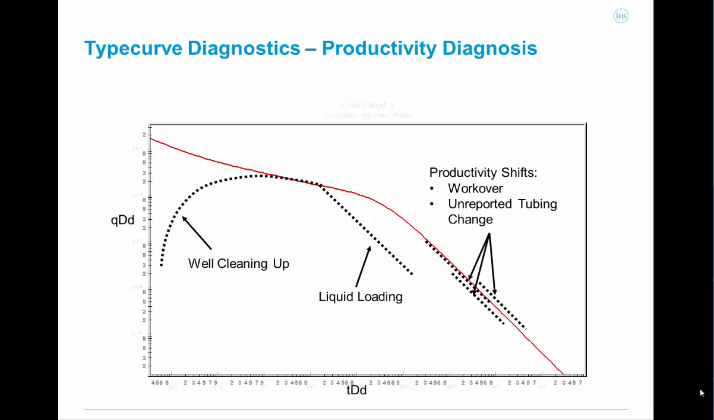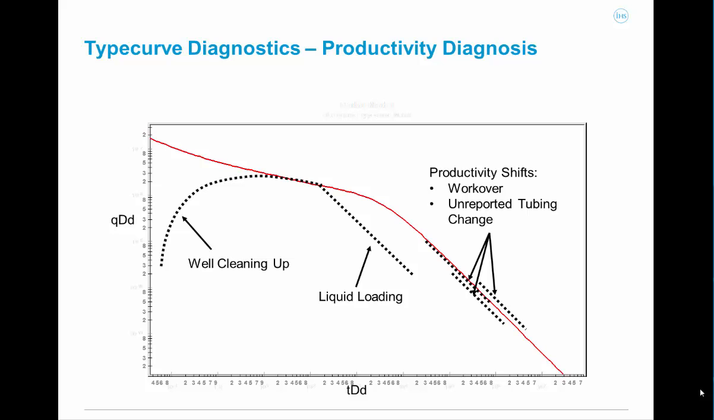Unlike material balance diagnostics, productivity diagnostics are going to be short-term and have much more obvious effects, with things occurring near the wellbore or actually in the wellbore. And we'll continue to use the Blasingame type curve to illustrate these points.